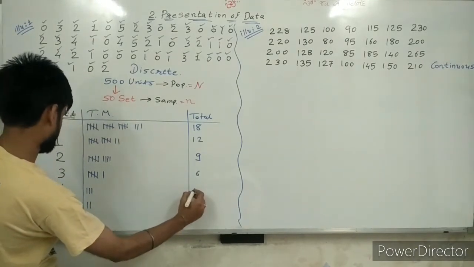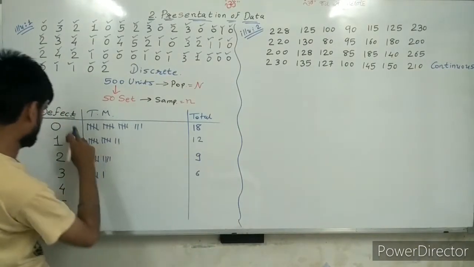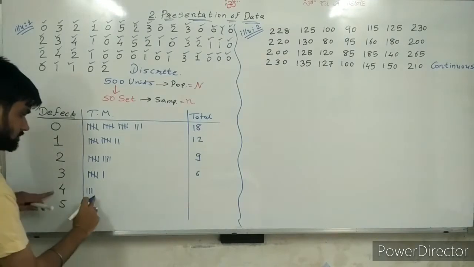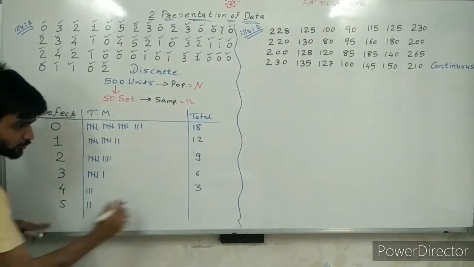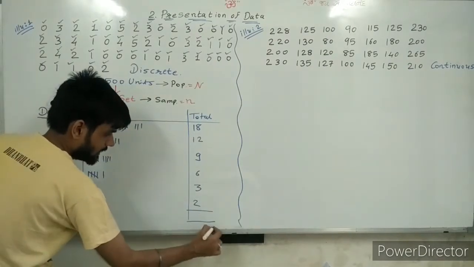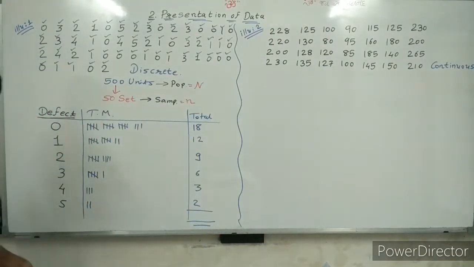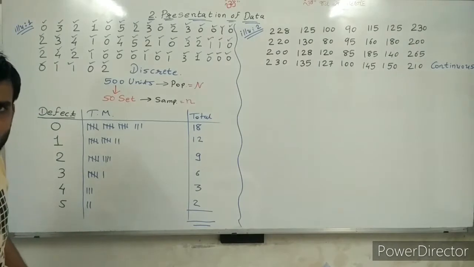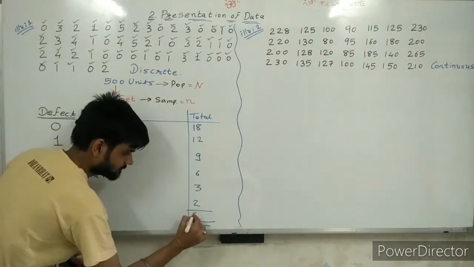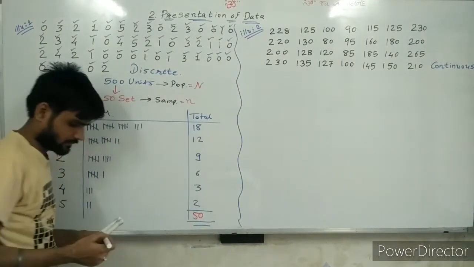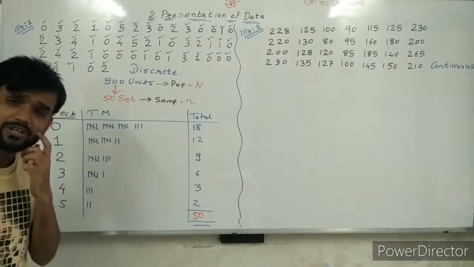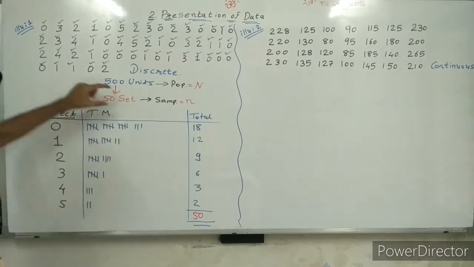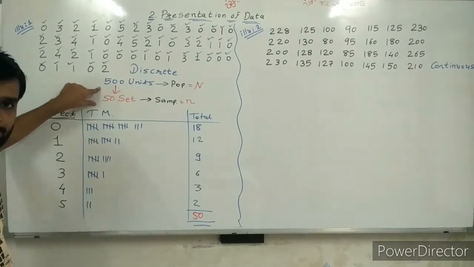3 and 2. Now if we make the total of this, it must be 50. Why 50? Because 50 television sets are there.